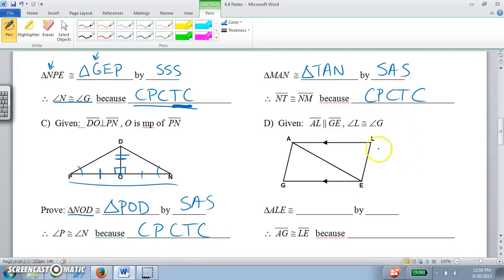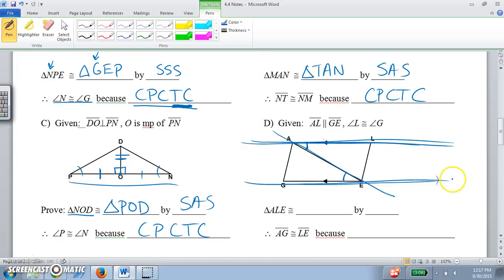Here we've got AL parallel to GE. These triangles are on here because these lines are parallel. So this is a little tricky. We've got these parallel lines. This angle right here and this angle right here are alternate interior angles for these parallel lines. They're on opposite sides of this transversal, and they're inside these 2 parallel lines. So alternate interior angles are congruent, and it also gives us that angle L is congruent to angle G.